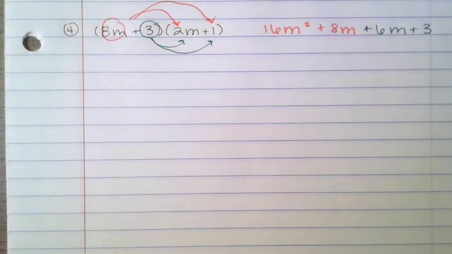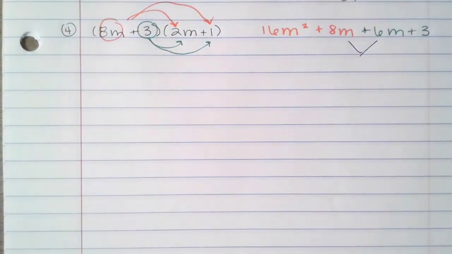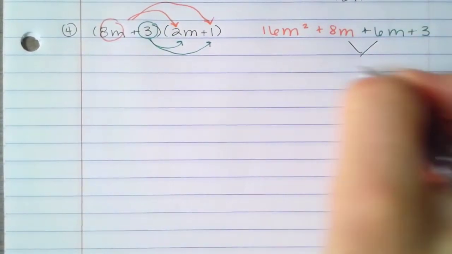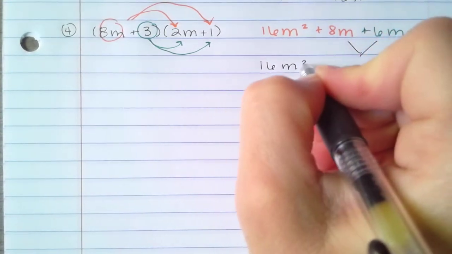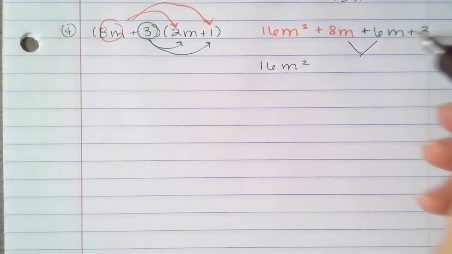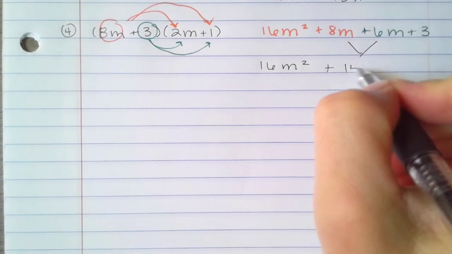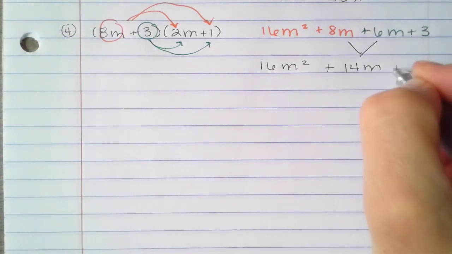It's technically the answer. We're not done yet because you want to be able to combine like terms. So I have 16m squared. 8m and 6m is 14m plus 3.